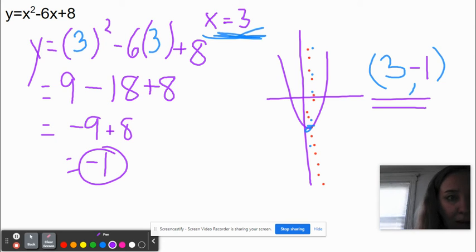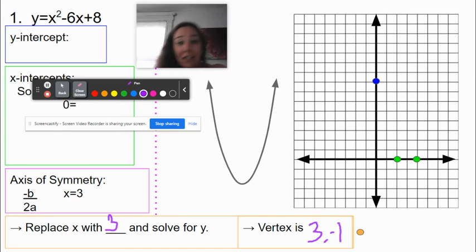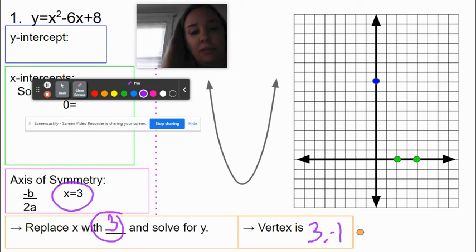So again, this is the same problem that I'm about to open up. Hold on. So 3, negative 1. I had to move everything around. I'm over here now. All right, so we replaced x with 3 because that was our axis of symmetry that we found out. We found out that the vertex is 3, negative 1.